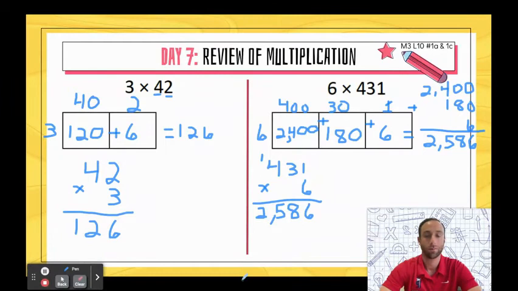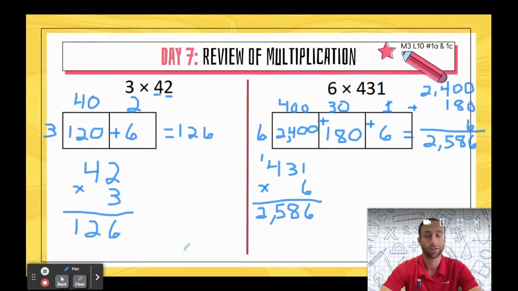Okay? So in both problems, 42 times 3 and 431 times 6, I used both an area model and a standard algorithm to show you that no matter which way I do it, I'll always get the same result.